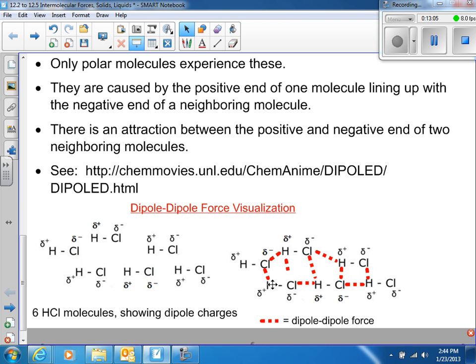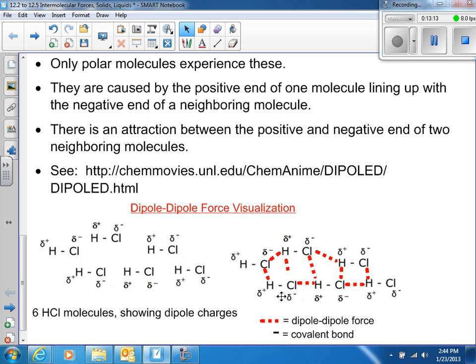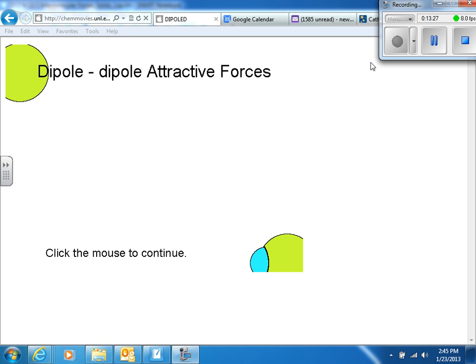Okay, it's very important to note that the bond, these little dashes here, are your covalent bonds. That's what's holding the H to the Cl. The red dashes are what's holding one HCl next to another HCl in the liquid or solid phase. So I've already pretty much explained dipole-dipole attractive forces, but I'm going to show you a quick video.